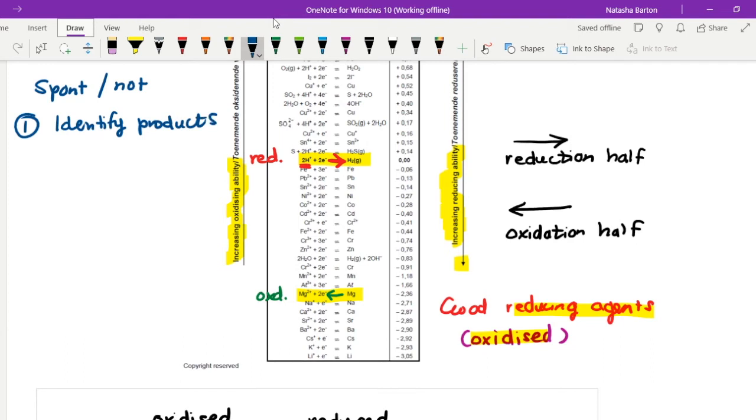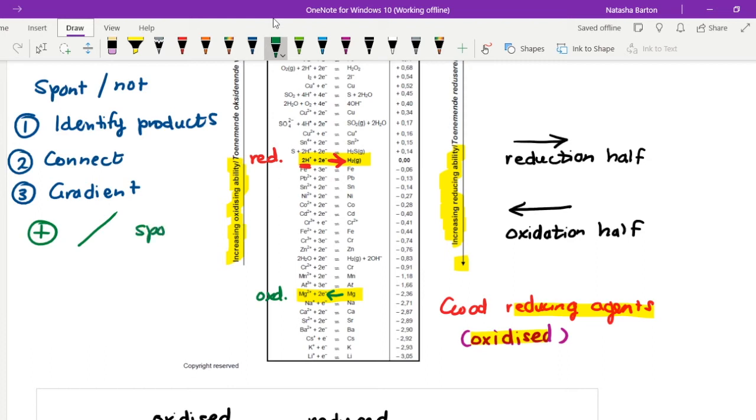Once you're done doing that, you are going to connect them with a line. When you're done connecting them, you will analyze the gradient of the line that you have drawn. If you find that you have a positive gradient, in other words, the line lies like that, it means that we have a spontaneous reaction. On the other hand, if you have a negative gradient and your line lies this way, it is non-spontaneous. Please go and write this down.